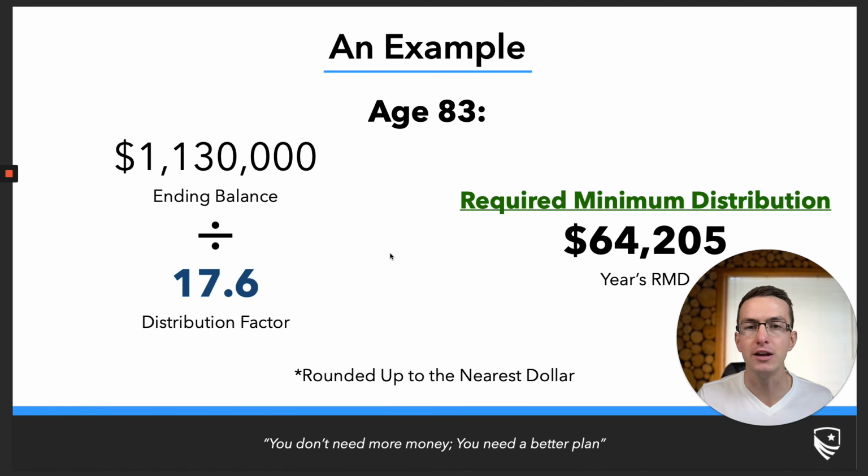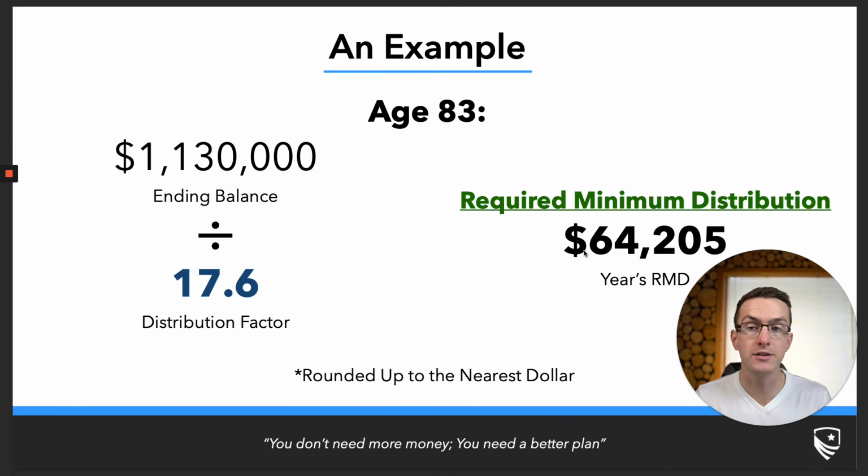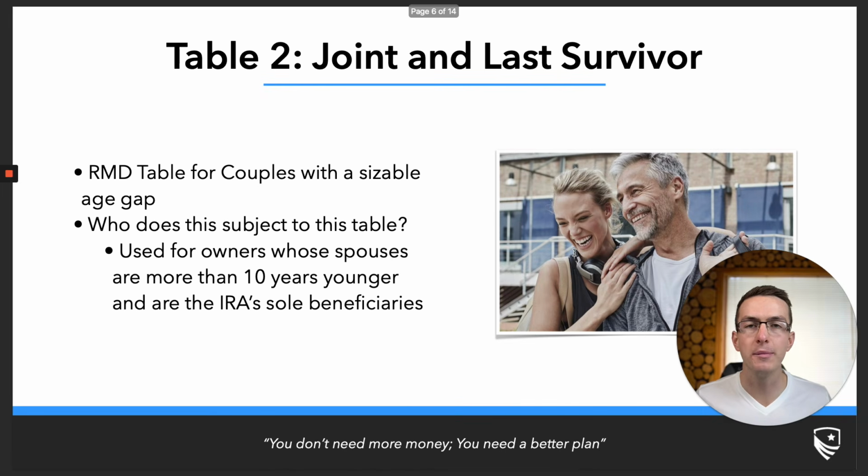Let's say that you're age 83. Now, if we go back here to this table, at age 83, we see that we have a 17.6 distribution factor. So let's say our ending balance here is $1,130,000 inside of our tax deferred accounts. So we divide that then by our distribution factor pretty simply. Now I'm going to be rounding up to the nearest dollar just for simplicity here, but our RMD, our required minimum distribution in this given year based on our age, based on our distribution factor, is going to be $64,205. So all things considered, the uniform RMD table is pretty simple. Find your age, find your given distribution factor, and calculate your RMD as such. Now for the next table, we're going to be going in a little bit different order.